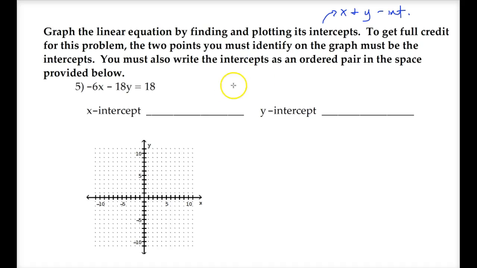Now, the first thing we want to notice is that this equation of a line is in standard form. Okay. And so there's a couple of things that we know about standard form. We know that if we were to solve this for y, this would end up looking like this.